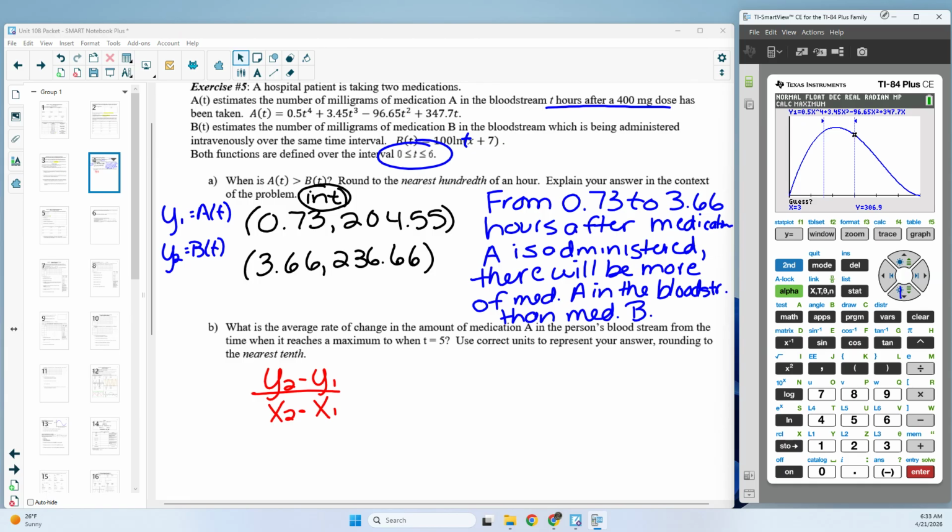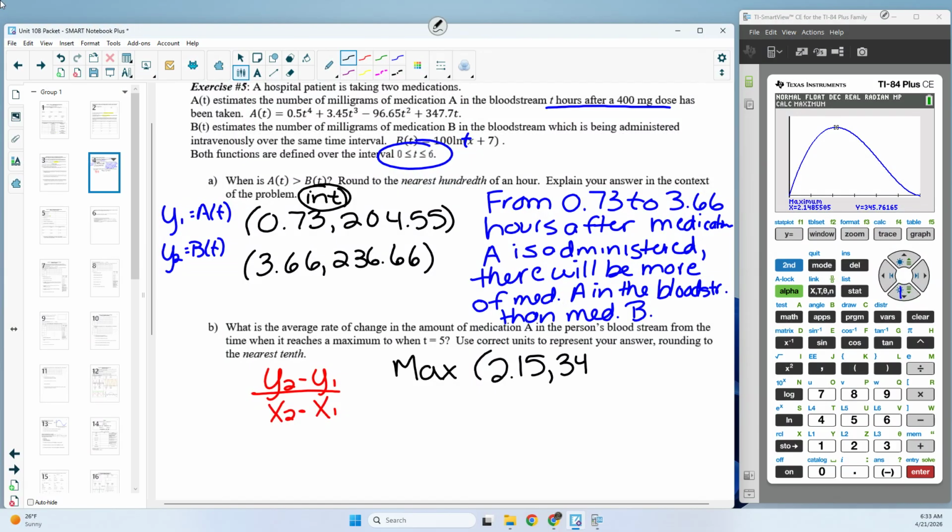And if I want to guess, maybe I think the maximum is around 2. And I could use a decimal also. So I can enter those numbers. I know we started arrowing, we're just going to use this. So my max point, which I'm going to label, is 2.15, 345.76. I should be good if I keep those decimals.